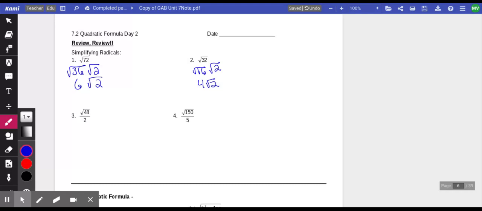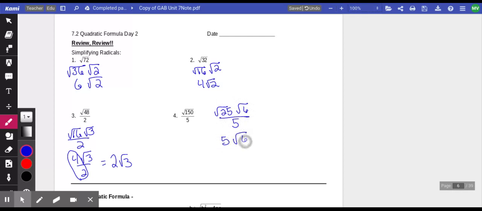Number 3, again, I'm looking for the perfect square factor in 48. So that would be radical 16 times radical 3 all over 2. Square root of 16 is 4. So that's 4 radical 3 over 2. I can divide 4 by 2, which is 2 radical 3. Number 4, the largest perfect square factor in 150 is 25. So that's radical 25, radical 6, all over 5. Square root of 25 is 5. So that's 5 radical 6 over 5. 5 divided by 5 is 1. So the answer is just radical 6.